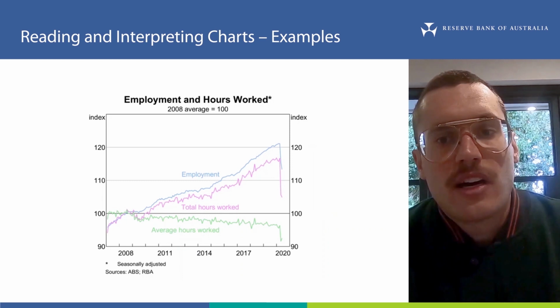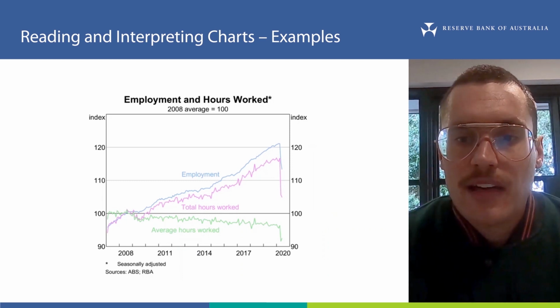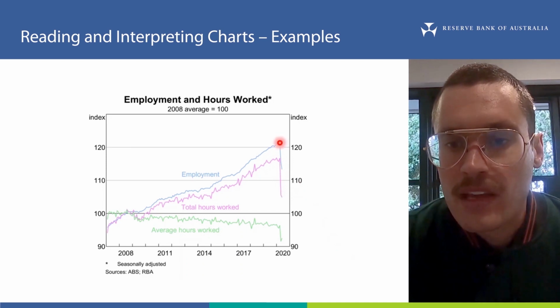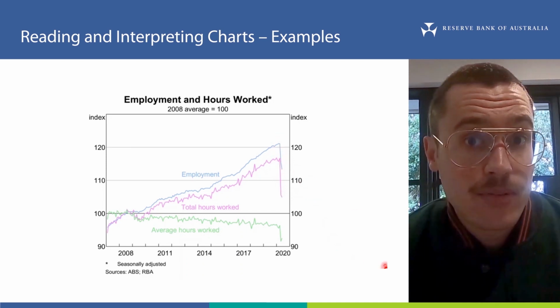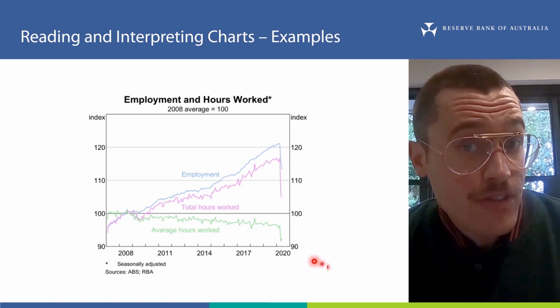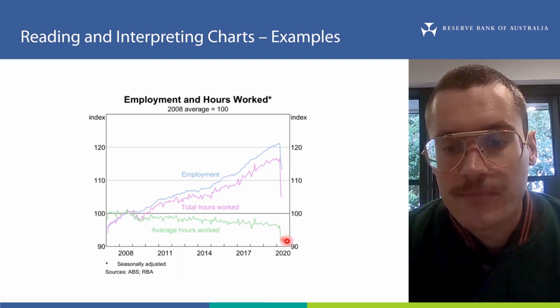What can we learn from this chart? Well, in the recent data, hours worked looks to have fallen by more than employment. This means that some people remained employed but worked less hours than previously. This is confirmed by the average hours series, which also declined.